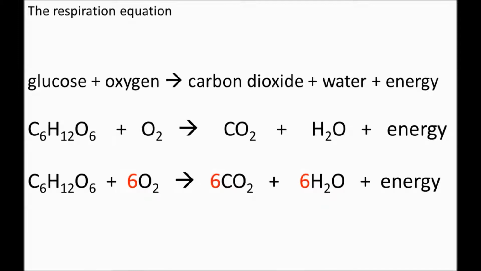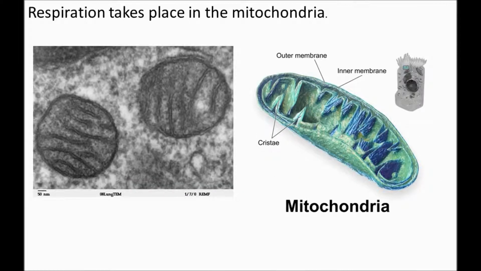This important reaction takes place in things called the mitochondria. In the cell, one of the organelles, one of the parts of the cell, is called the mitochondria, and that's where respiration takes place. And cells that require a lot of energy, like those in muscle tissue, have a lot of mitochondria, as you'd expect.